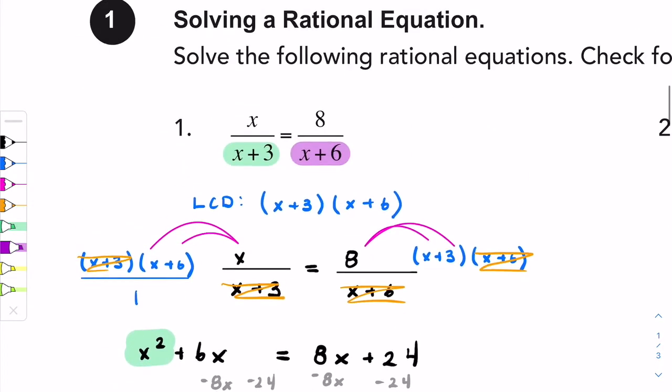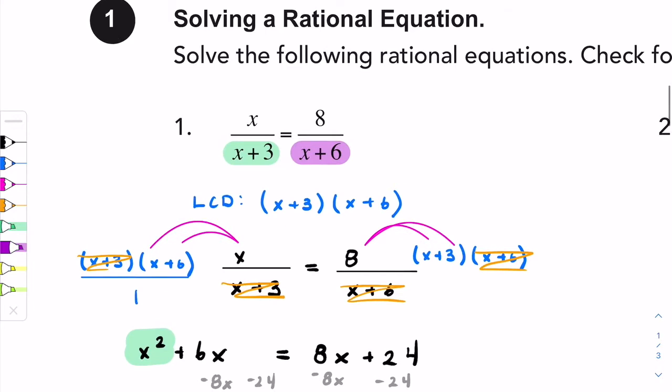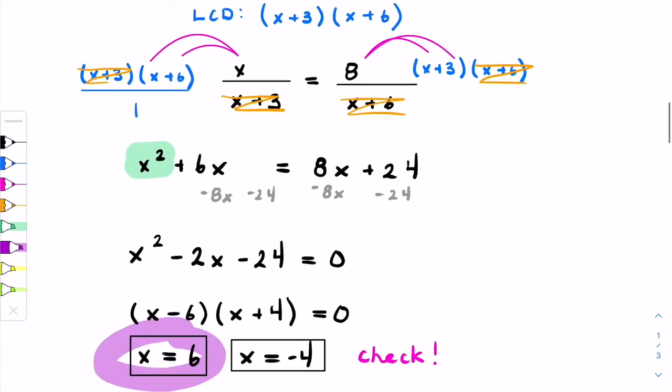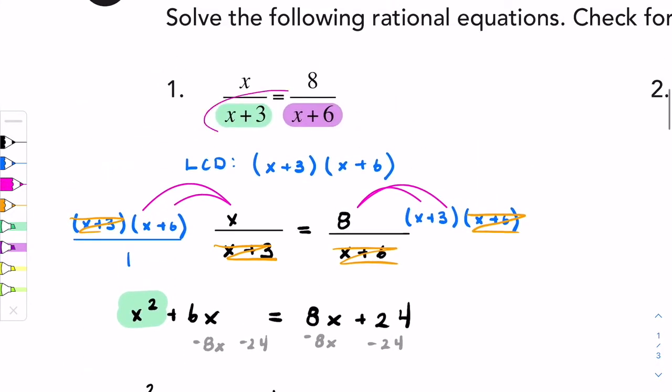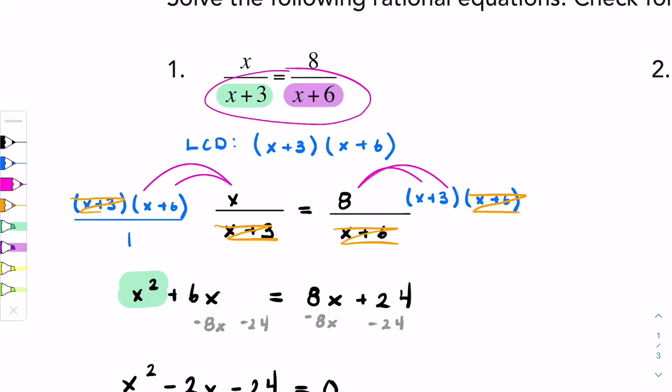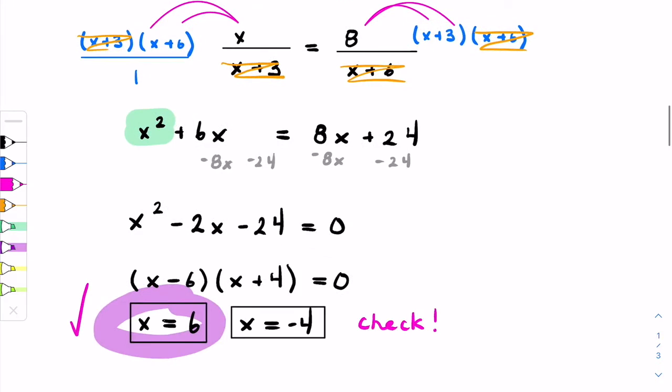If we substitute 6 into the original equation, both denominators end up being a positive value, so 6 works. And if we substitute negative 4 into the original denominators, that also creates regular solutions. So negative 4 works as well.